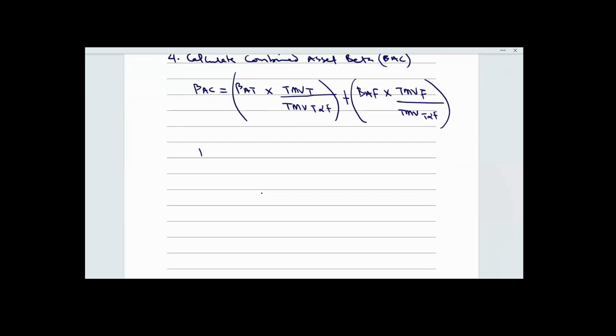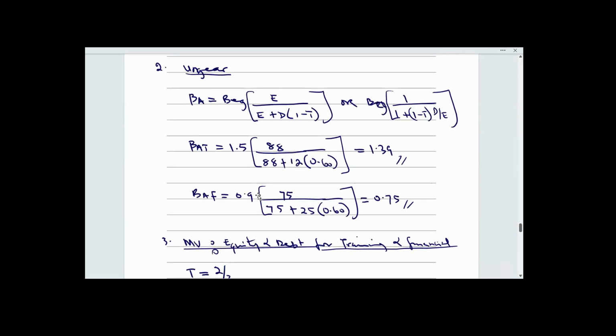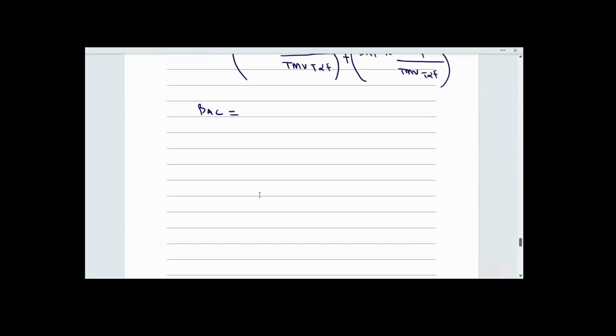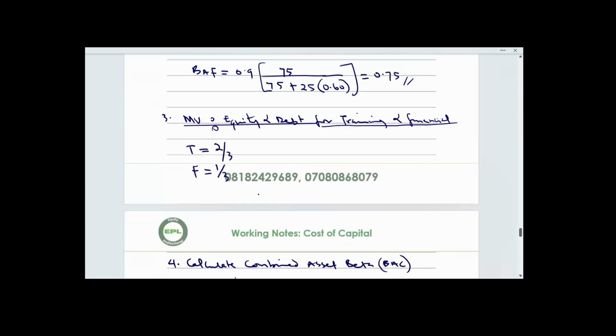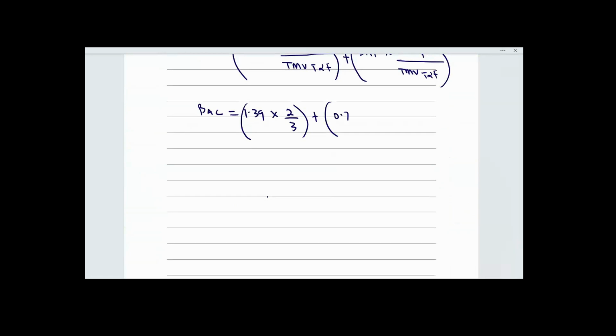So beta asset of the combined equals the beta asset of training. We calculated beta asset of training to be 1.39, multiplied by market value of training, which is 2/3, plus asset beta of financial service, we got 0.75, multiplied by 1/3, which is the market value of financial.